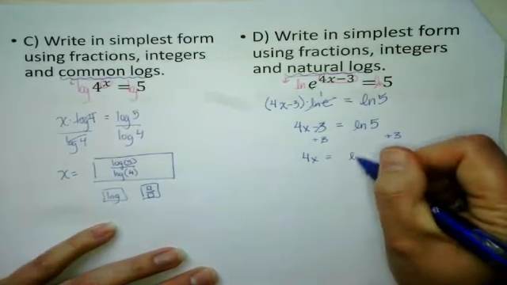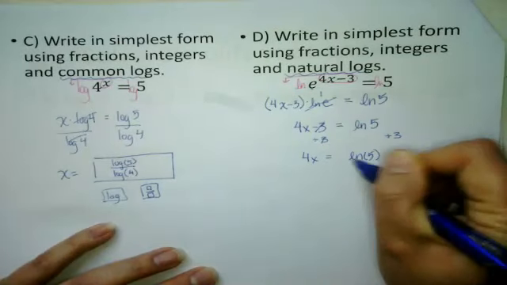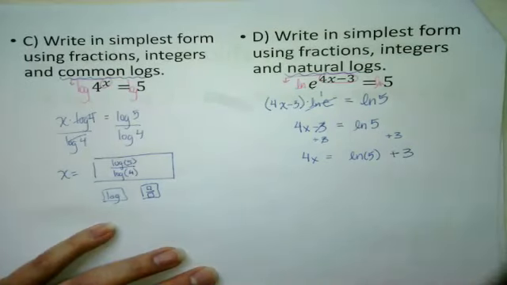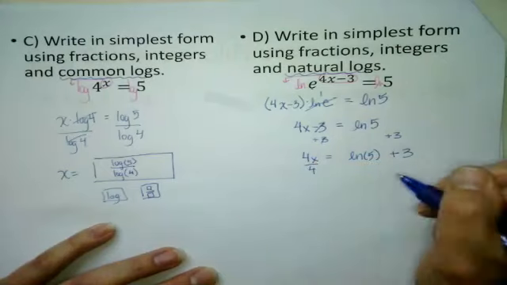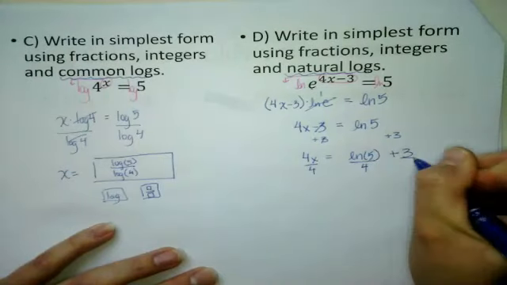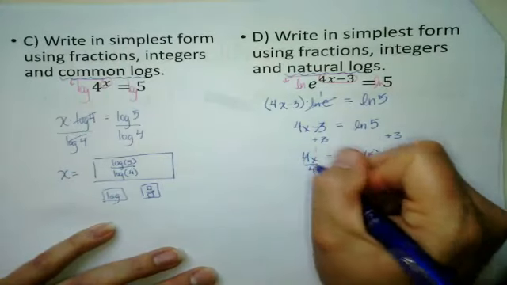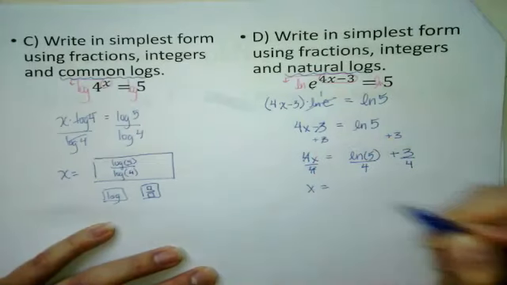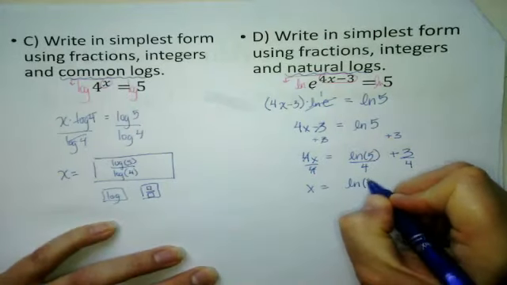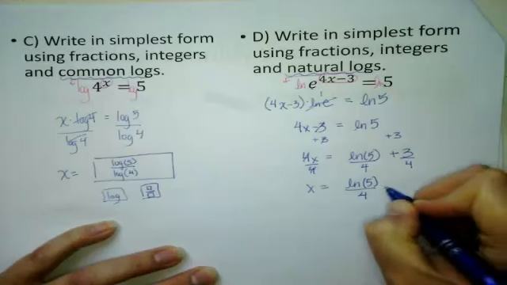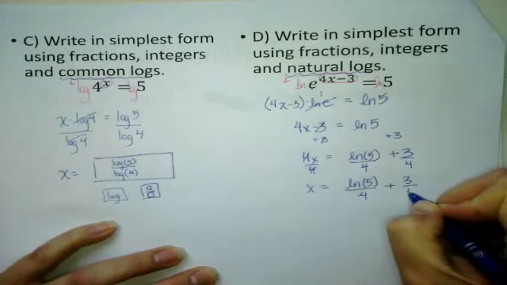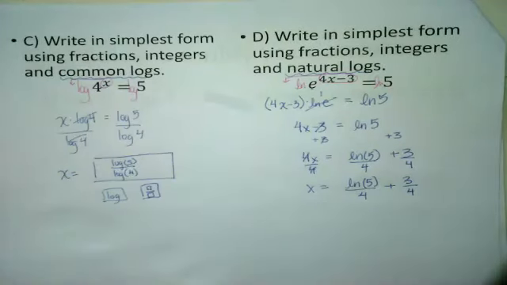So 4x equals the natural log of 5, and then we're going to tack on a plus 3. And I need to divide each term by 4. So that's going to be the natural log of 5, all divided by 4, plus 3 divided by 4. And this is a perfectly acceptable answer that you can have in your IXL.